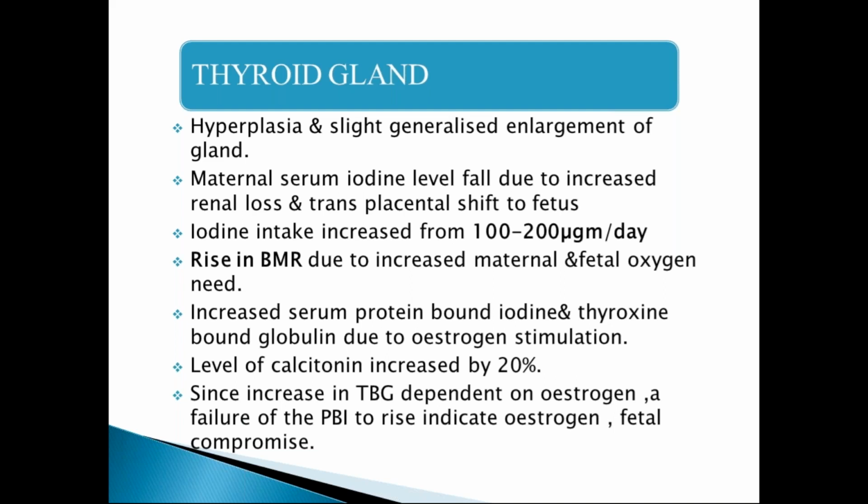There is increased basal metabolic rate in pregnancy due to increased maternal and fetal oxygen need. Increased serum protein-bound iodine and thyroxine-binding globulin due to estrogen stimulation. Due to estrogen, there is increased globulin and increased protein-bound iodine. Therefore, the free levels of thyroxine are reduced. Thereby, it increases the TSH values. Since the increase in thyroid binding globulin is dependent on estrogen, a failure to increase indicates that fetal compromise is seen.